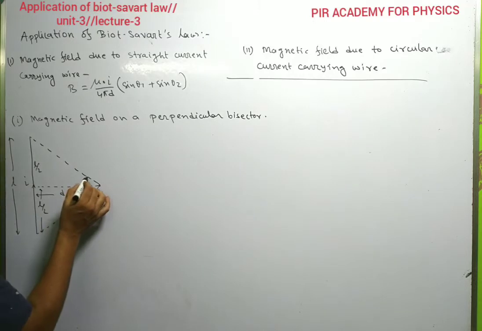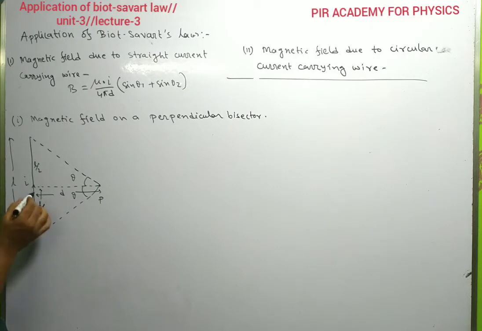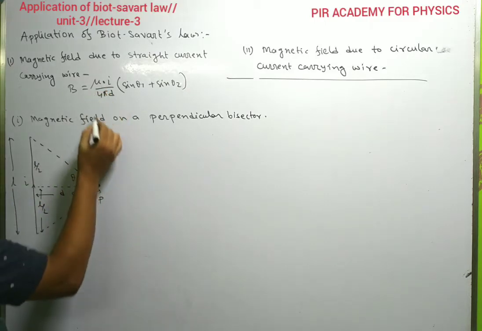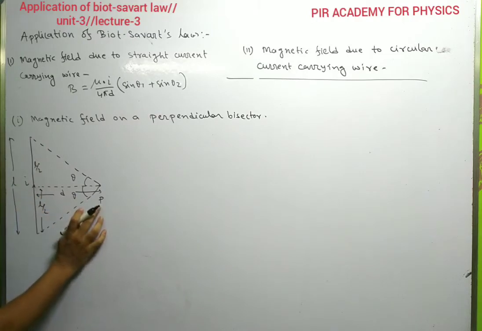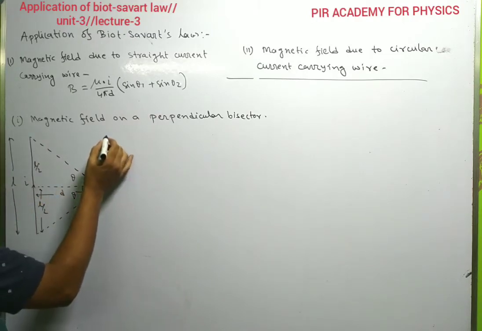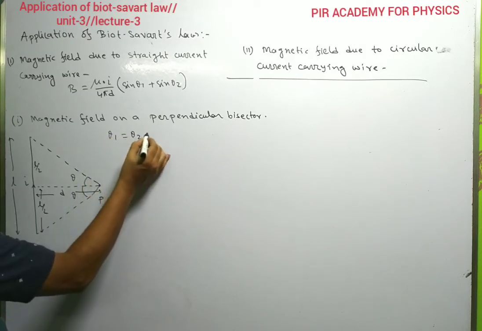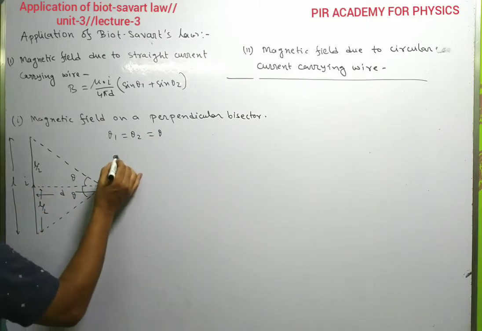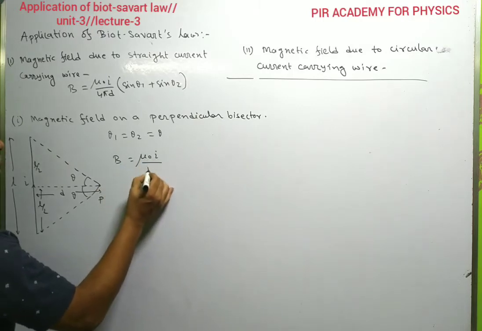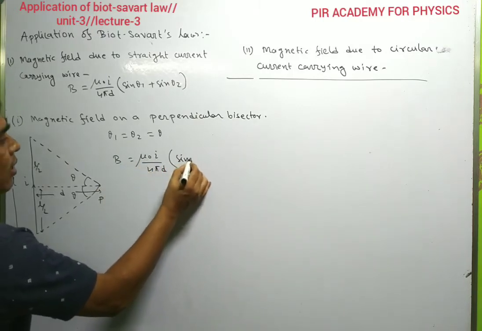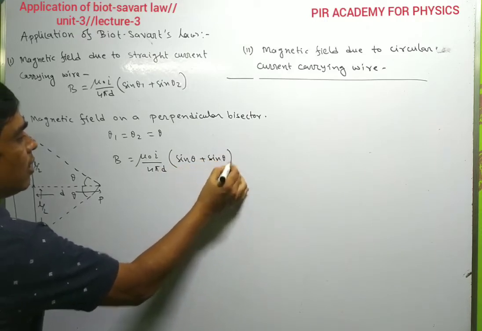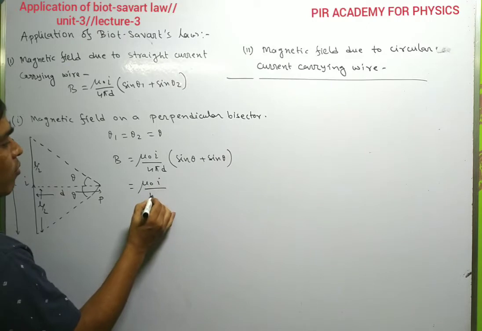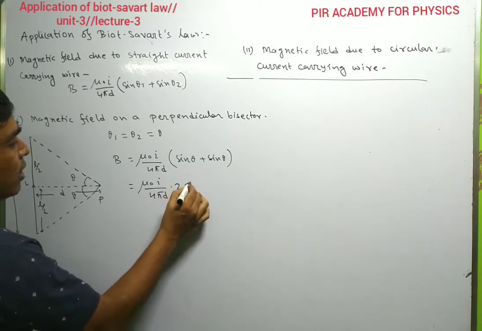Here both angles must be equal to theta, because here it is the perpendicular bisector. So using this formula we can calculate magnetic field at P. Here theta 1 equals theta 2 equals theta, because both angles must be equal. Then magnetic field will be mu 0 I by 4 pi d, here is sin theta plus sin theta. So it will be mu 0 I by 4 pi d into 2 sin theta.